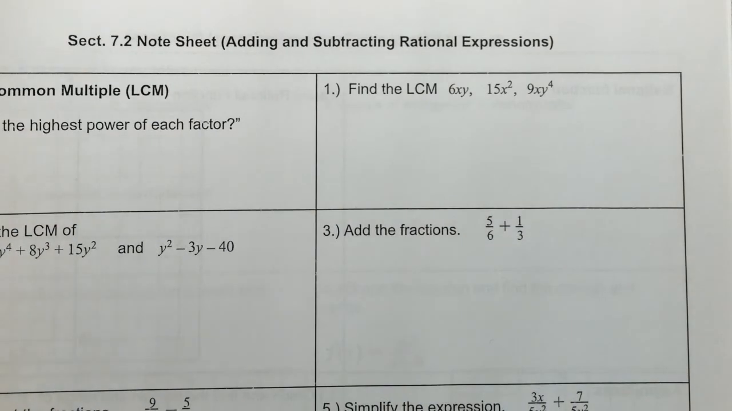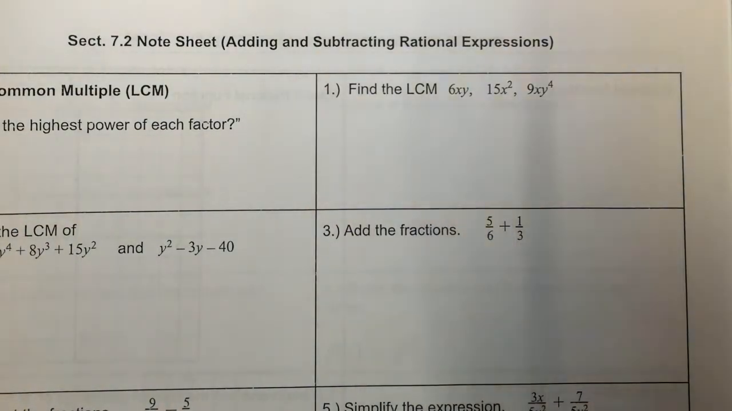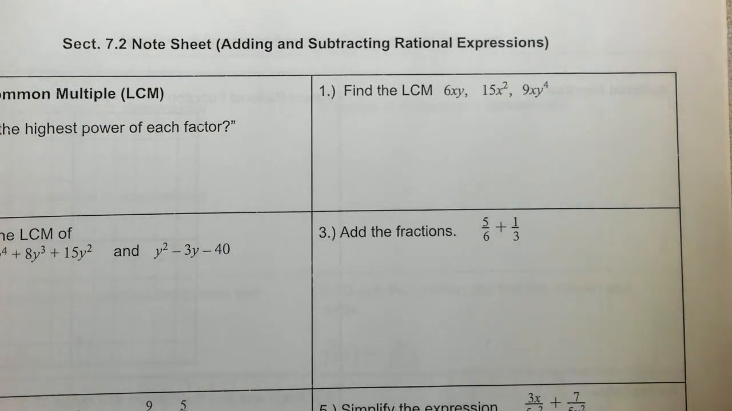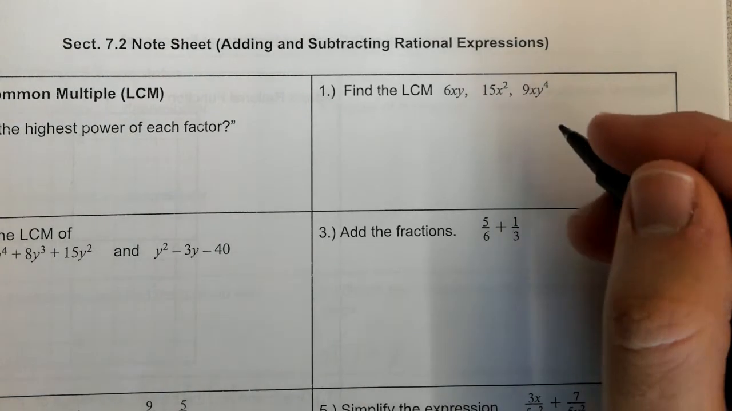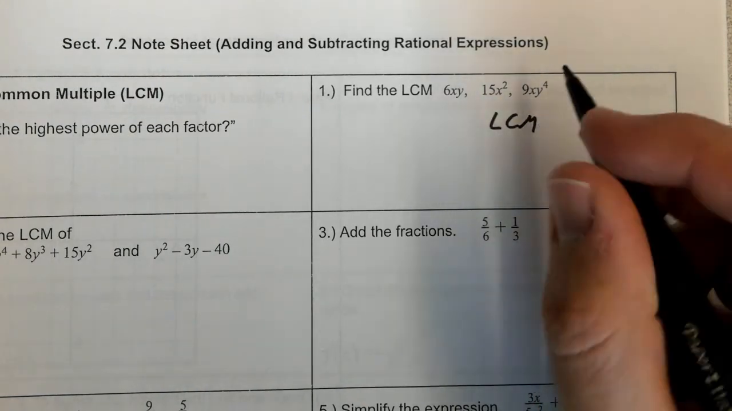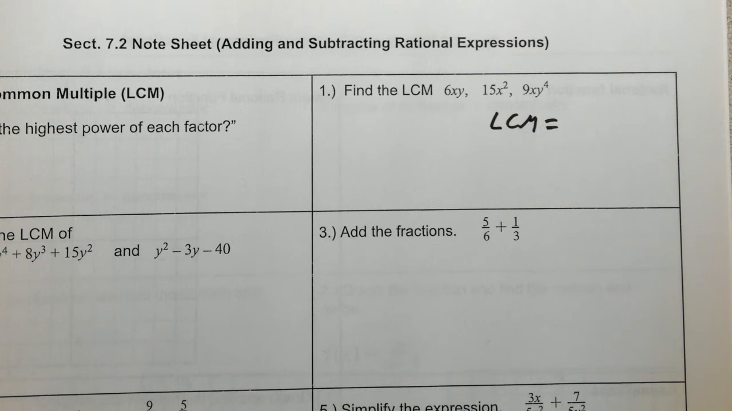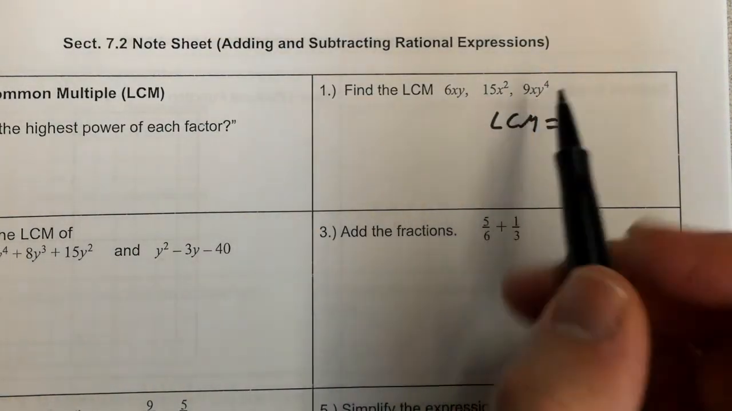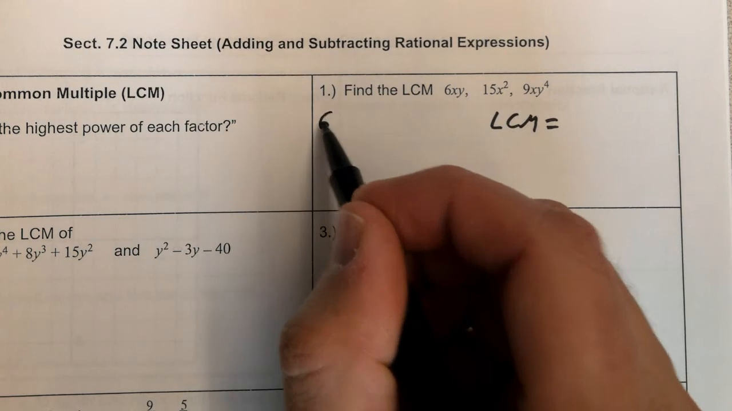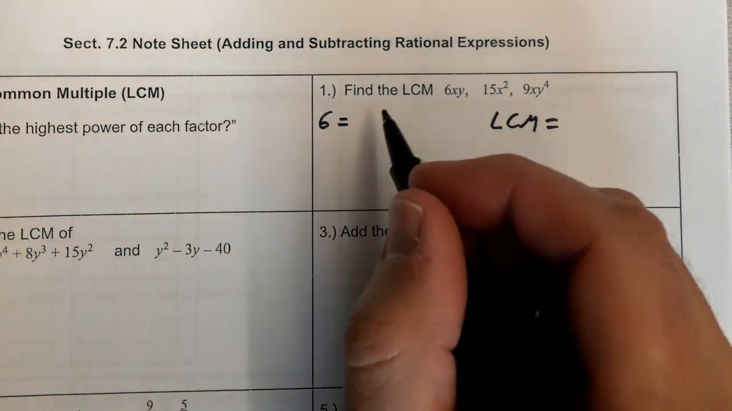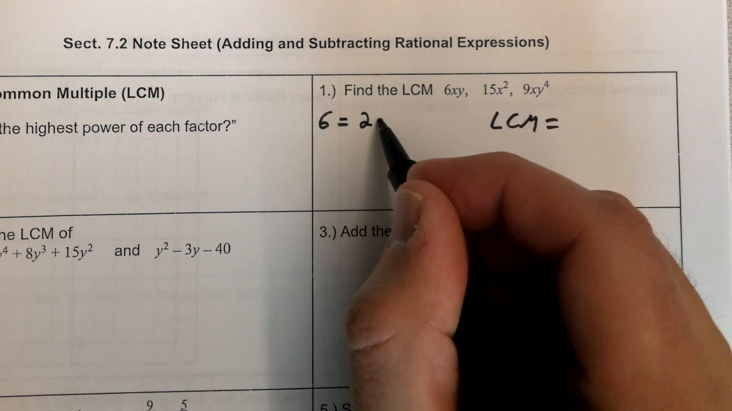We want to find the LCM, the least common multiple, of 6xy, 15x squared, and 9xy to the 4th. What we're going to do first, as we're trying to build the LCM, is look at the numbers. So let's write this over here. LCM is going to be equal to, and we're going to fill it in as we go. I'm going to first look at the coefficients on each term. First one is 6, and then I'm going to factor it. So this is going to break into 2 times 3.